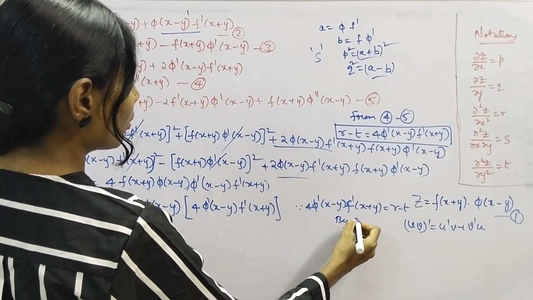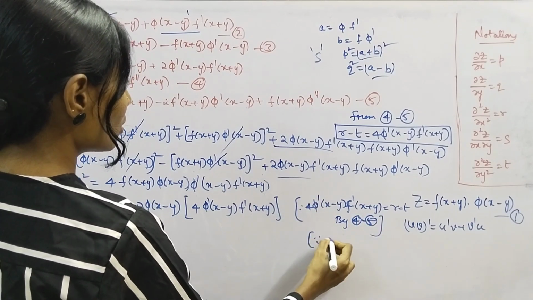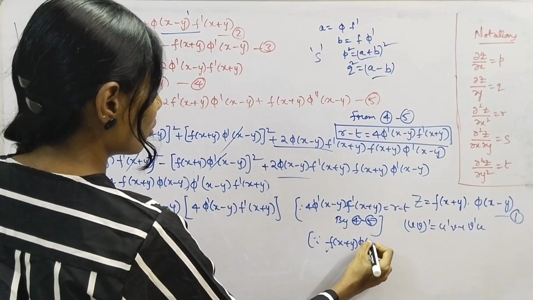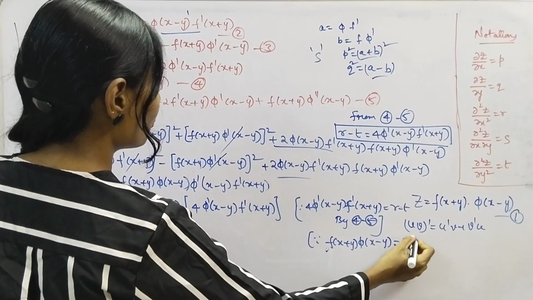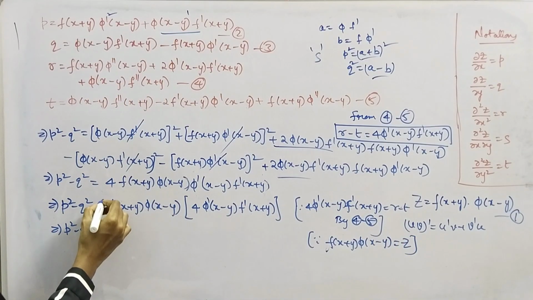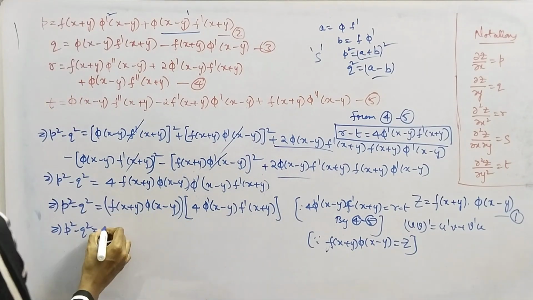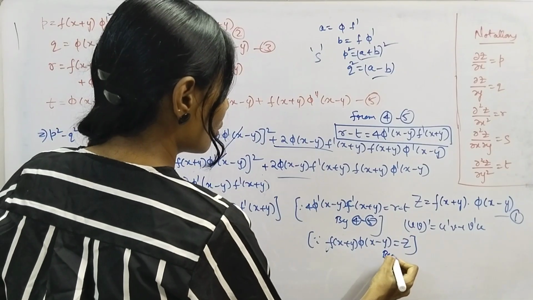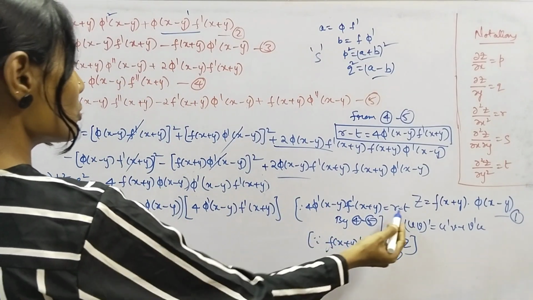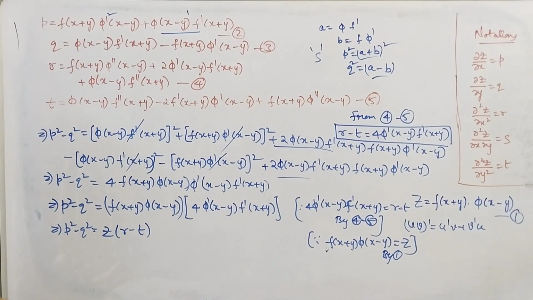by equation 4 minus 5, right? And also since f of x plus y into phi of x minus y equal to z, right? So we'll replace f into phi by this z. We got this by 1. Okay, z into this can be replaced using r minus t. You'll get z times r minus t. So this is the required partial differential equation.